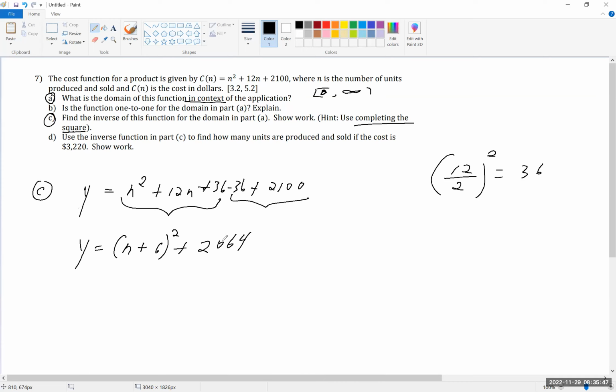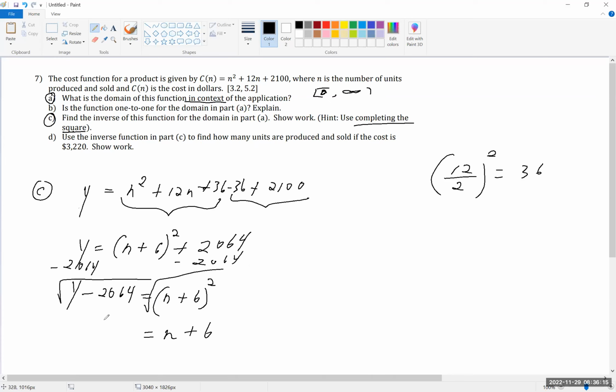Somebody double check my math there, but I'm pretty sure it's right. So I'm going to subtract the 2064. So y minus 2064 is equal to n plus 6 squared. Take the square root of both sides. It's a fairly long process, but you're totally capable of doing this.